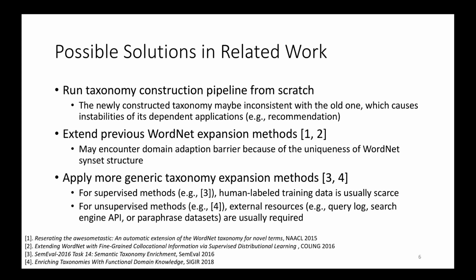And thirdly, you may apply some more generic taxonomy expansion methods, which typically can be further categorized into two types, supervised methods and unsupervised methods. However, those supervised methods usually require massive human-labeled training data, and that may not exist in real applications. And for those unsupervised methods, they typically need some external resources, such as query logs, search engine APIs, and paraphrase datasets. If those external resources are not available, you might not be able to run their methods either.